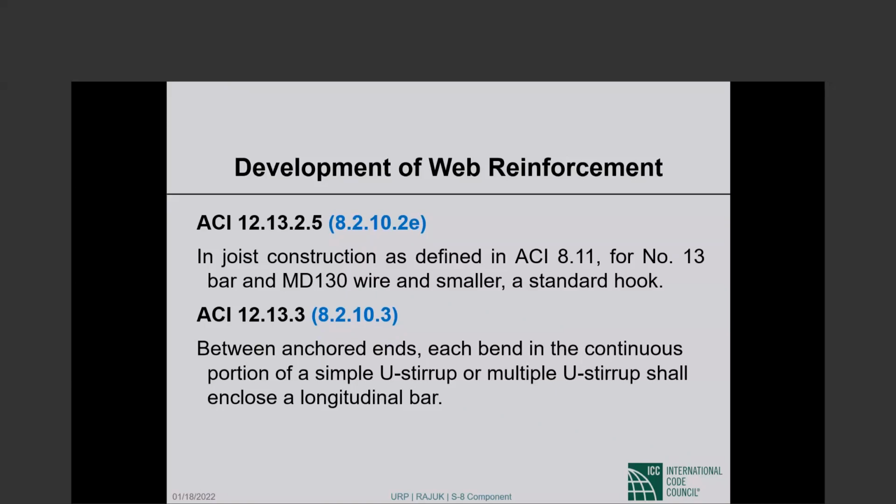So in joists, you typically have one leg of these vertical bars as shear reinforcement, and all you need are standard hooks. Between anchored ends, each bend in the continuous portion of a simple U stirrup or multiple U stirrup shall enclose a longitudinal bar. This is extremely important. Okay, so between anchored ends, just imagine a simple U stirrup. So there are two anchored ends.